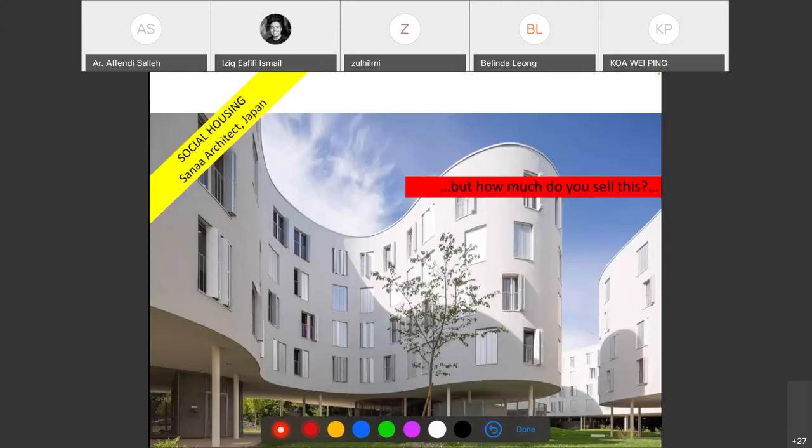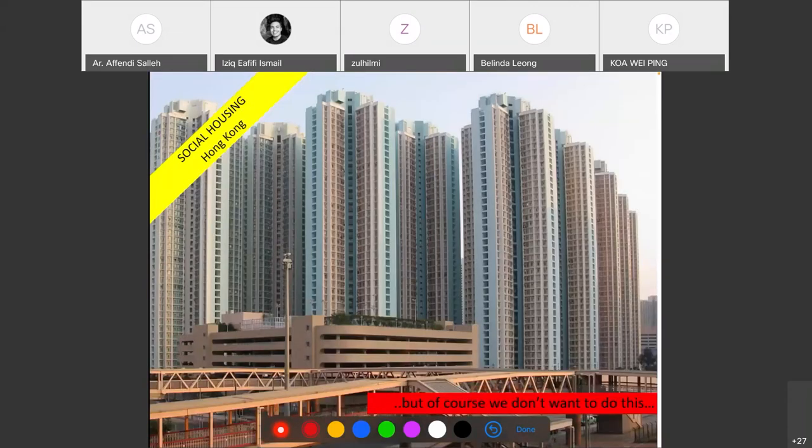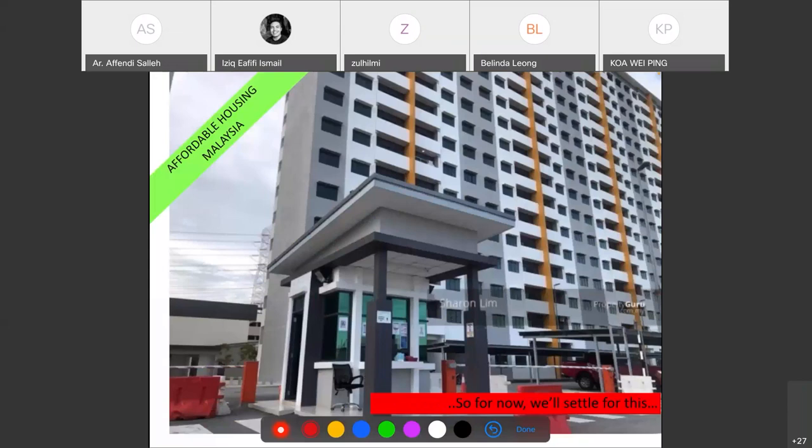This is one in Japan, by Sanaa, Ryue Nishizawa, and the other lady. But doing this curvature, phew, it's expensive to have an external, what's it called, window shutter costs money. So they classify it as social housing in Japan, but I don't know how much they sell this for. But of course, we don't want to do this. What you saw in Hong Kong, Taipei, Macau, they build 50 stories, super high density, 1:200 density of social housing. We don't want to go here. Yeah. But at least when we don't want to be there, so for now, I'll settle for this.